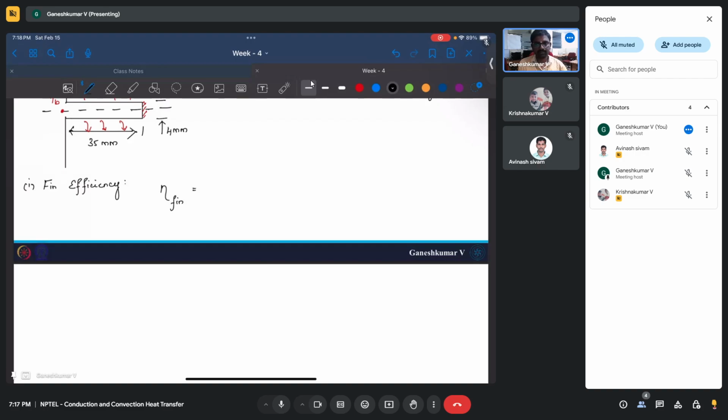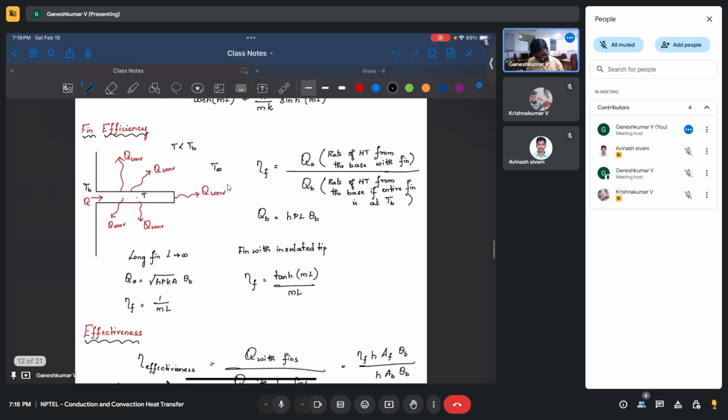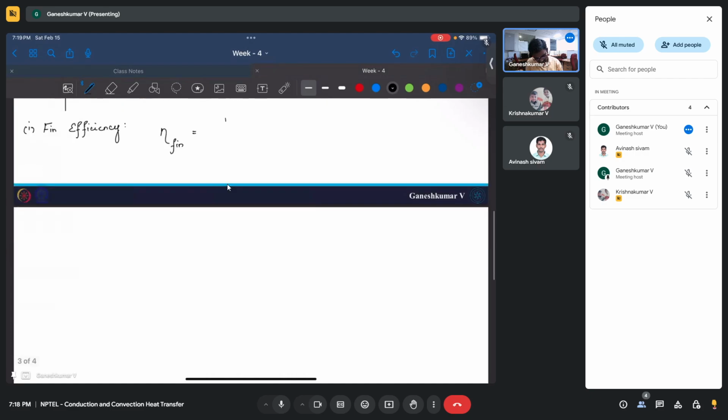So what is fin efficiency? As I said, it is the actual rate of heat transfer, Q fin, divided by Q when the entire fin is at base temperature, theta B. We can write this as Q_f divided by Q_fb. Q_fb is Q max, the maximum heat transfer that you can get from the fin.